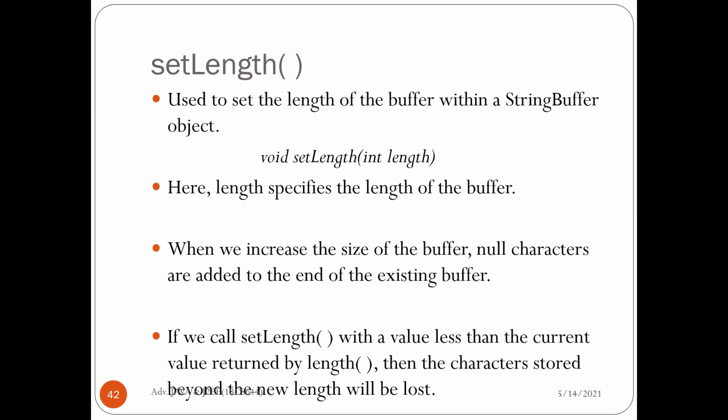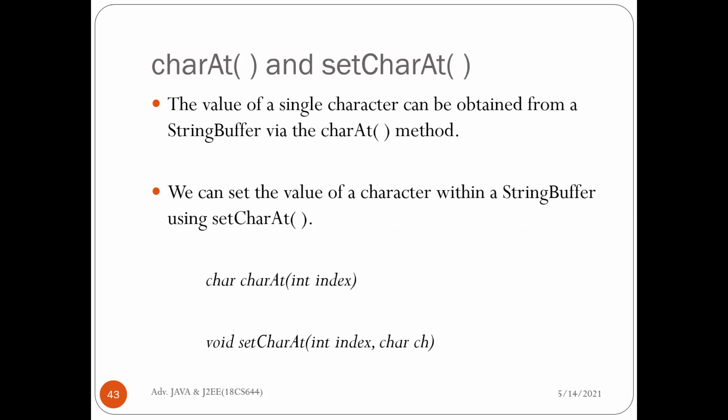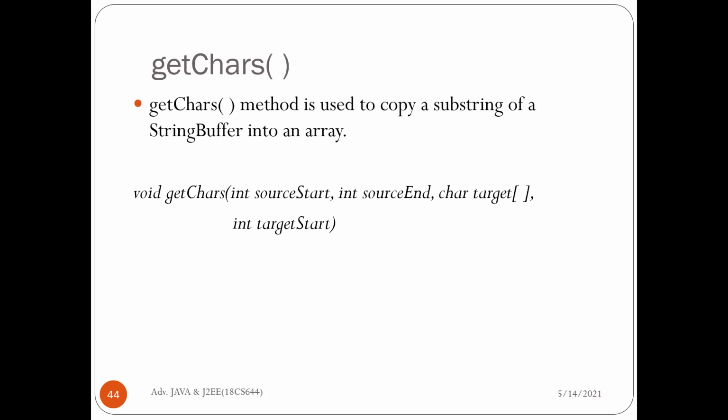Then we discussed the setLength method. The setLength method will fix the length of the buffer. Then in order to extract a character at a specified index, we can use the charAt method. Along with that, in order to set a character at a particular location, setCharAt can also be used. The getChars method is used to copy the substring from a given string and place it in an array.